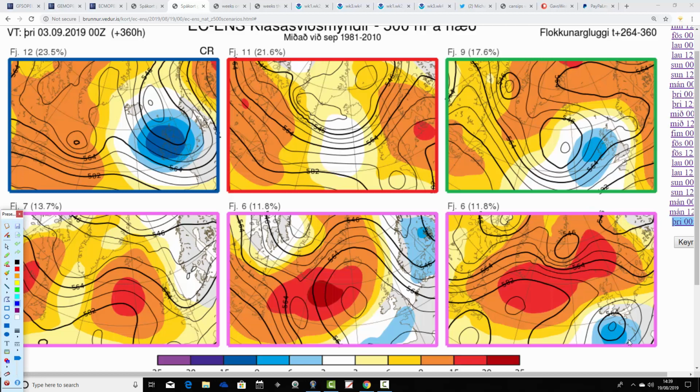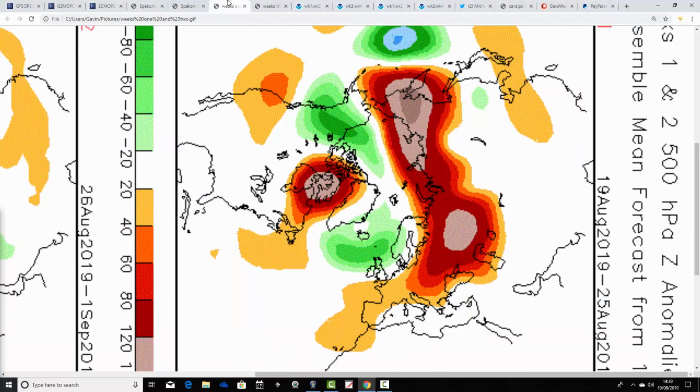All options are on the table, obviously, for the beginning of September. And again, it is all down to the exact placement of the area of high pressure. Where is this high pressure going as we get through to the end of August and the beginning of September? I suspect that will be the focus of the videos in the week ahead or so.